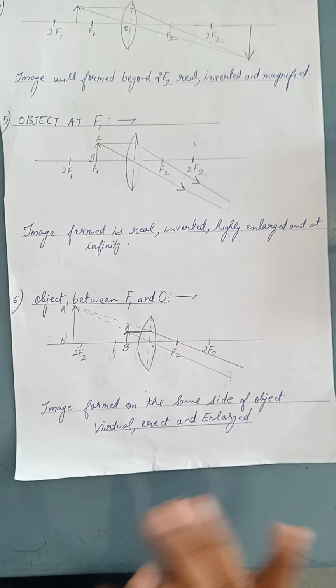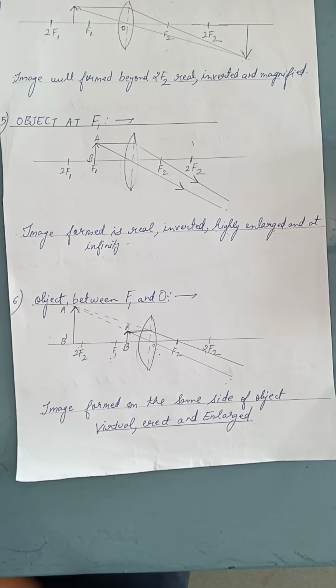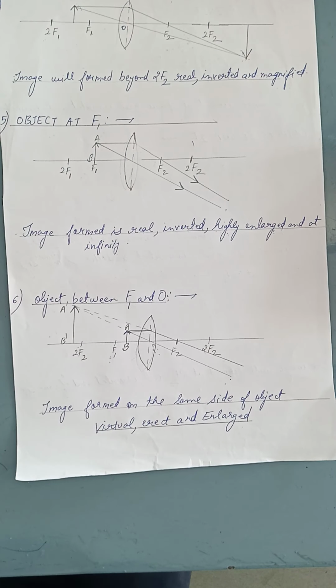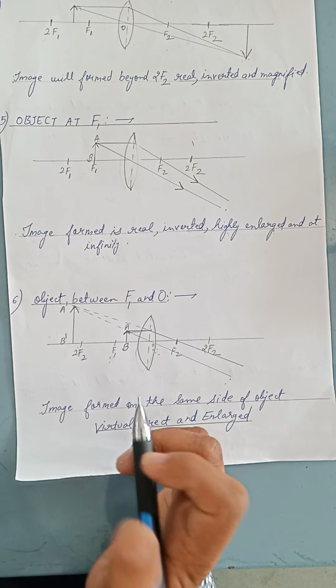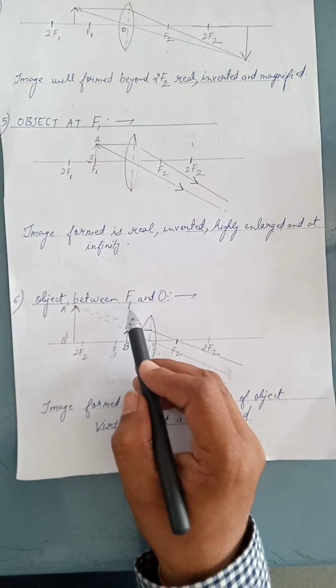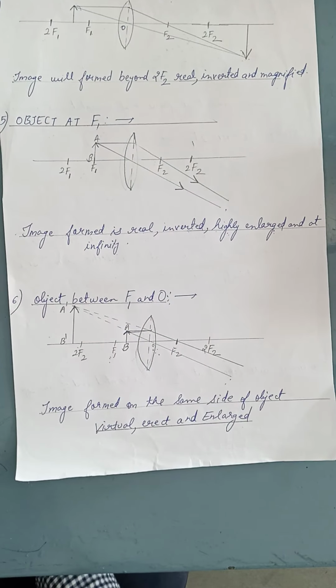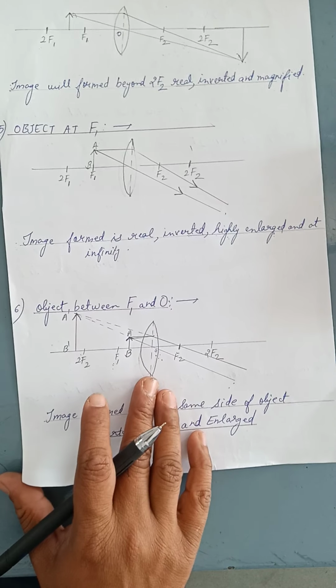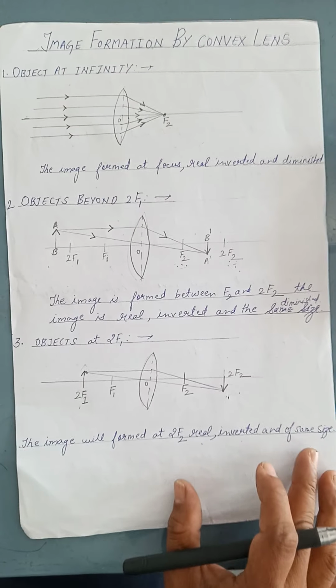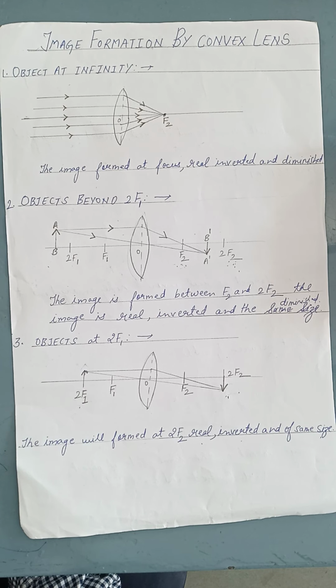What type of image are you getting? A virtual and erect image. This is a special case of the convex lens, that you get a virtual and erect image when the object is kept between f and O. So all these ray diagrams you have to study, and you should be familiar with the nature and position of the image. So what is today's topic? Image formation by convex lens.